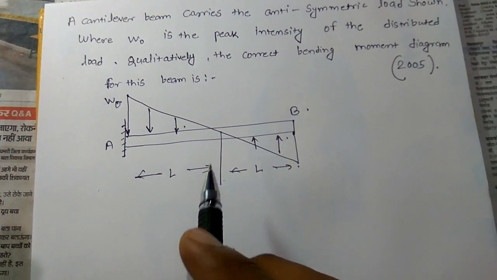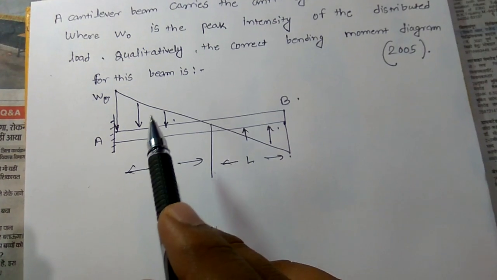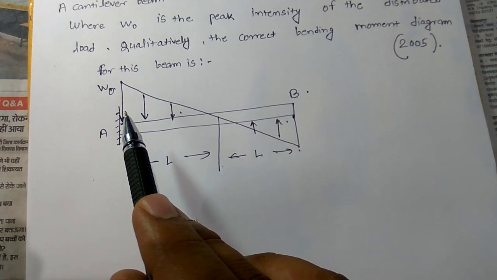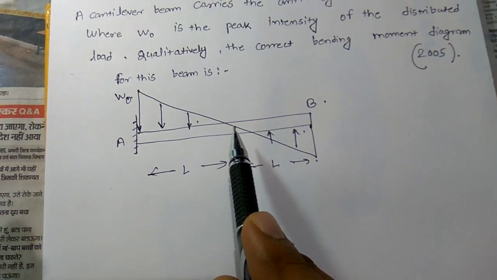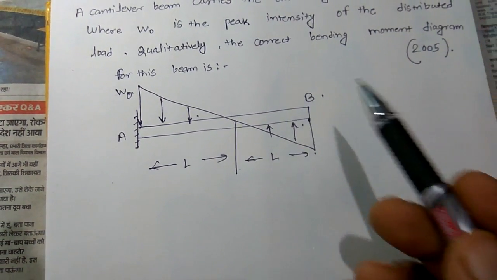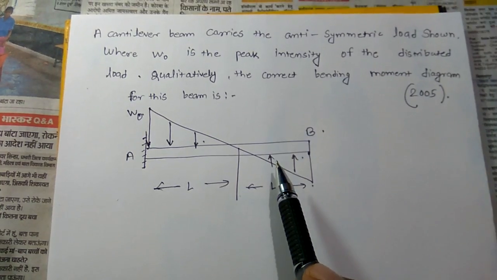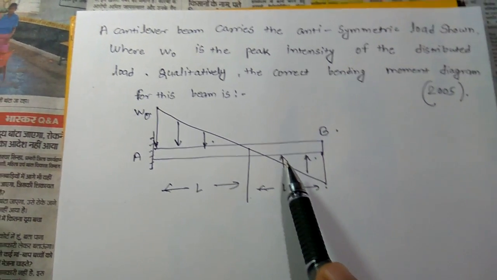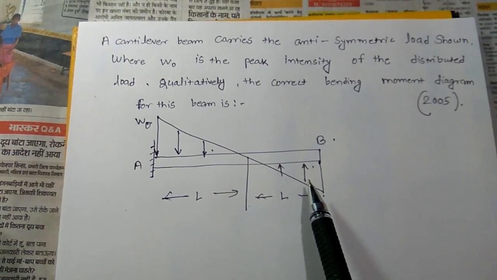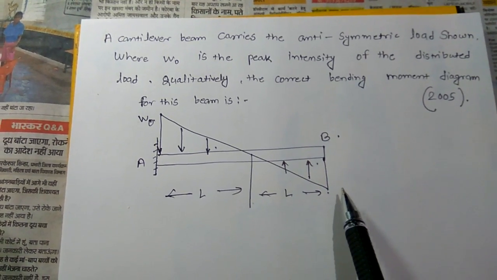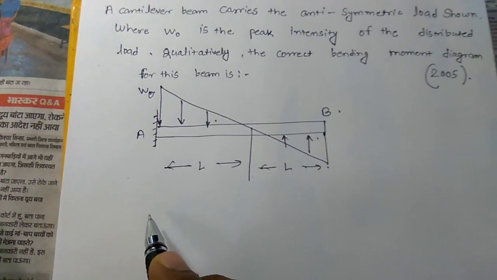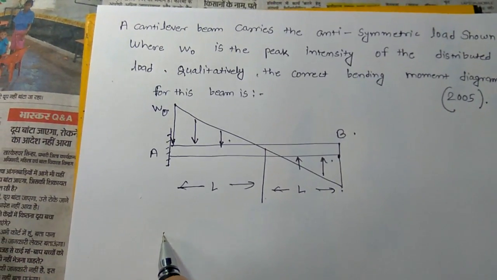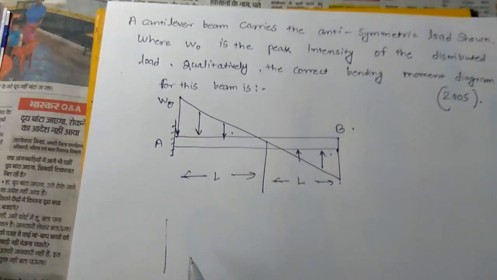So that is the beam where the load W0 is a uniformly varying load up to length L, and now the antisymmetric loading, that is the uniformly varying load up to length 2L. A to B is a cantilever beam. So we draw the bending moment diagram for this cantilever beam.